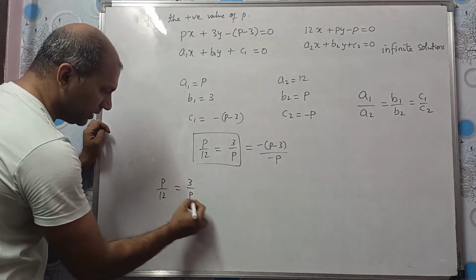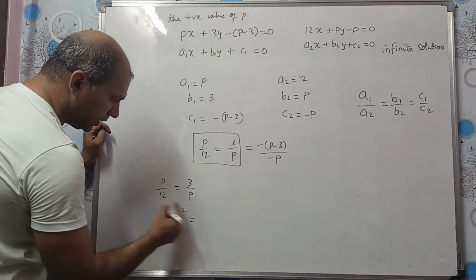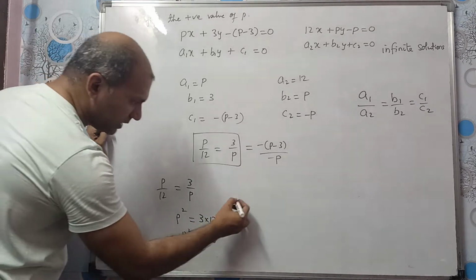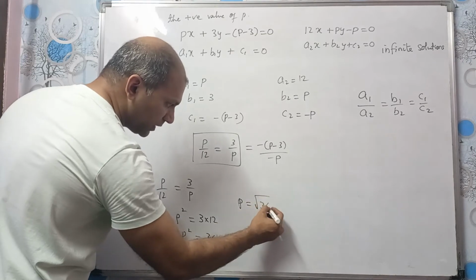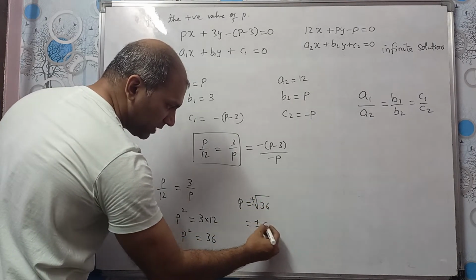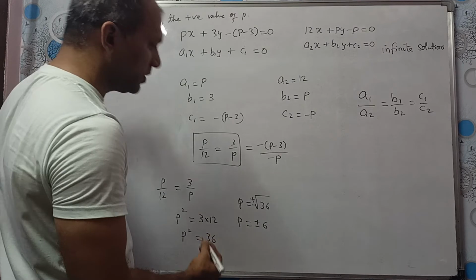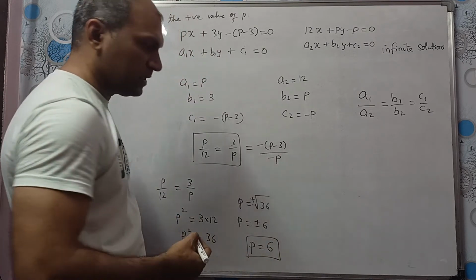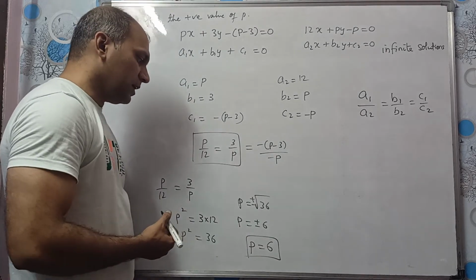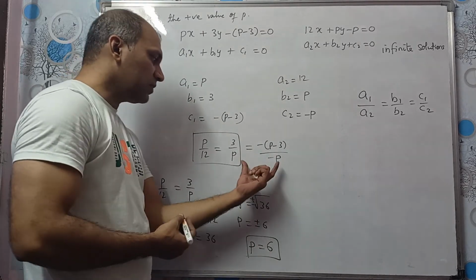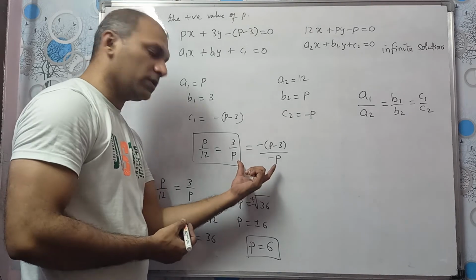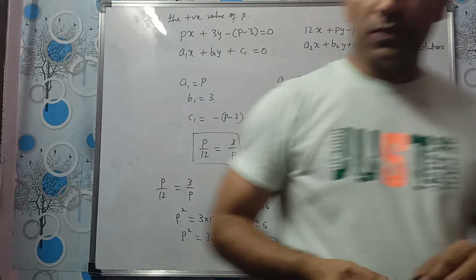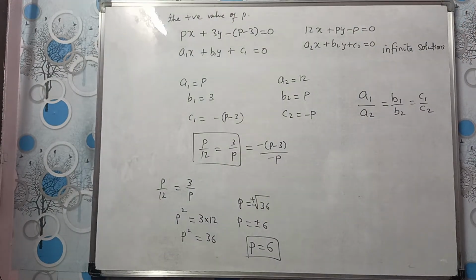If you cross multiply, P into P will become P square. 3 into 12, 36, right? So P square will be 36. P will be equal to root of 36, but it will be plus minus. So plus minus 6. But we need to find only the positive value, right? So what is the value of P now? It is equal to 6. Okay. I hope this is clear. We could have used these two terms also and found the value of P, or the first or last term to find the value of P. Okay. We'll do a few word problems now.